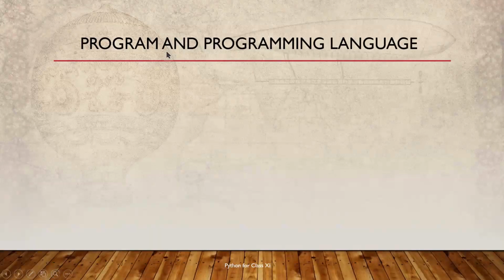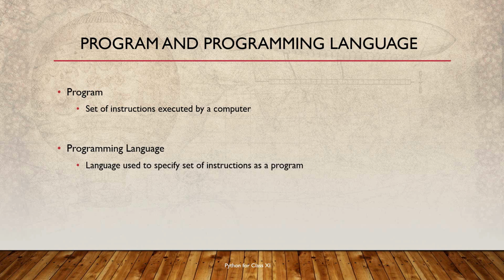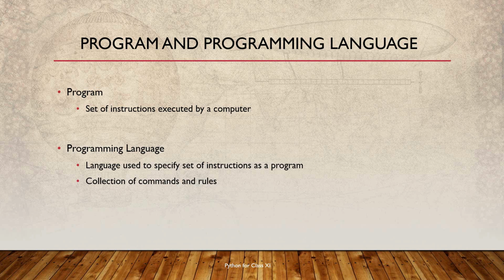First, I will define what is program and programming language. A program is nothing but set of instructions executed by the computer to achieve a specific task. Then what about the programming language? A programming language is used to specify a set of instructions as a program. Actually, a programming language is a collection of commands as well as rules. These rules specify the various ways of combining these commands as statements. And various examples for the programming languages are C, C++, Java, Python, SQL, etc.